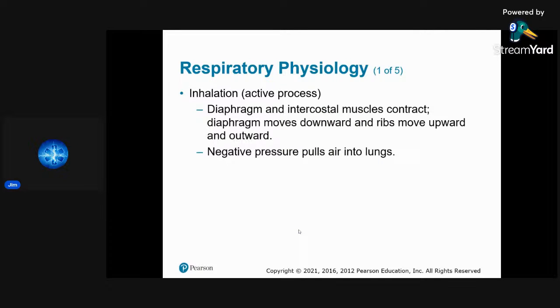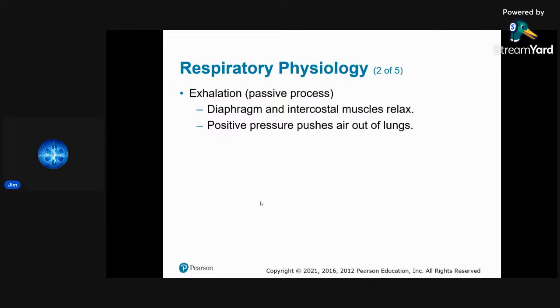Inhalation. It's an active process. That means it takes energy or work to do. The diaphragm and intercostal muscles will contract. When the diaphragm contracts, it'll move downwards, and the ribs will move up and outwards. This creates a negative pressure, which pulls air into the lungs. So it is an active process, which means it requires energy and effort or work to do.